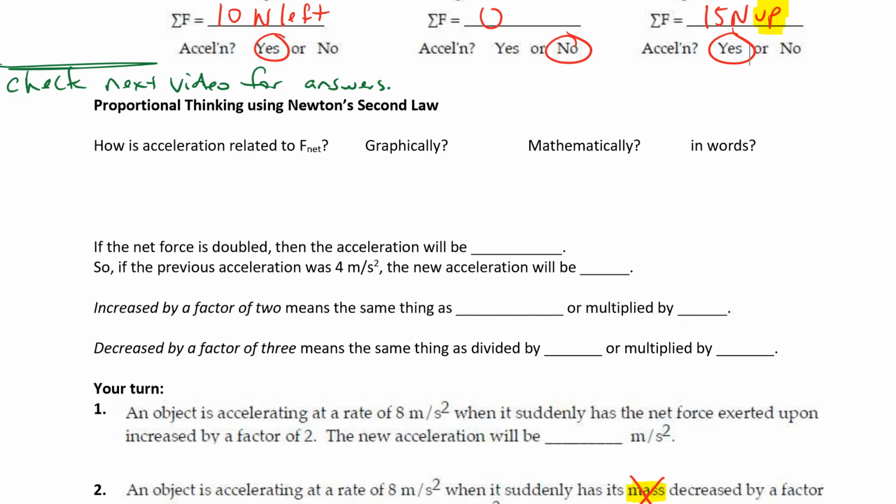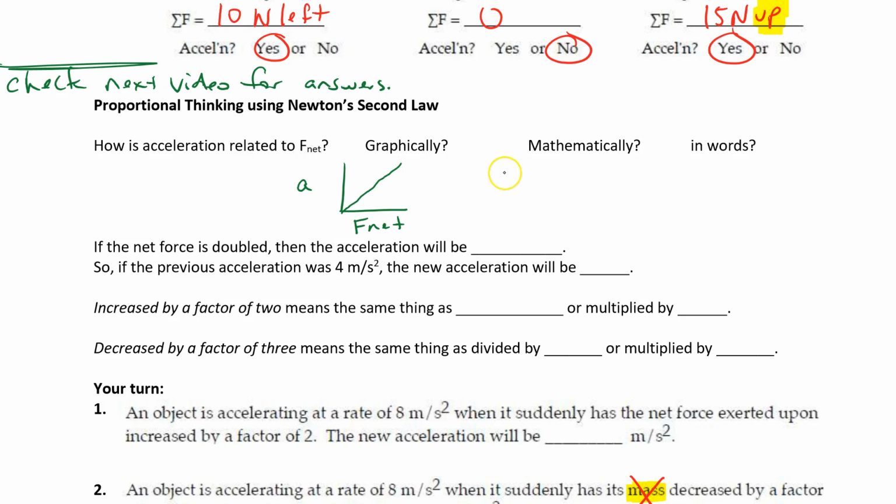So the first question I ask ourselves is, how is acceleration related to F net? So we did that experiment graphically. Acceleration was dependent, so it goes over on the y. Here's F net over here. So we found that as F net increased, so did acceleration. So we actually had a direct relationship.